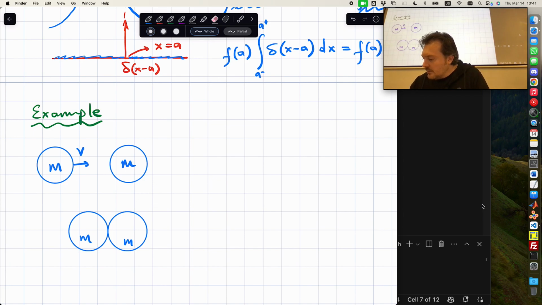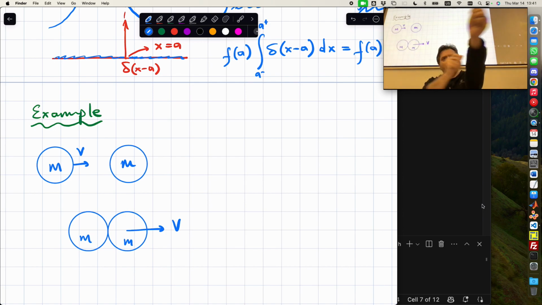It depends on the angle. No, head-on collision. The momentum will transfer completely. So the left one will completely stop, right? The right one will have all the momentum, right? But what happens in between? We always take it as an instant.